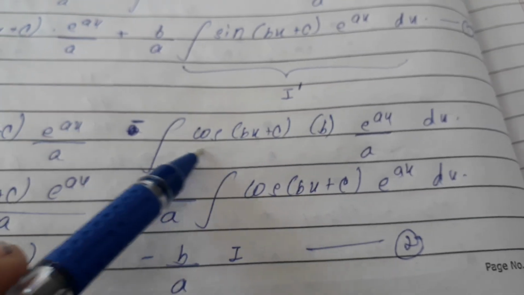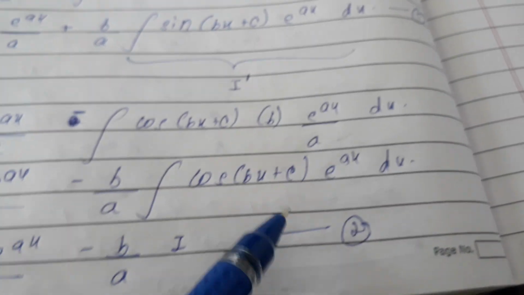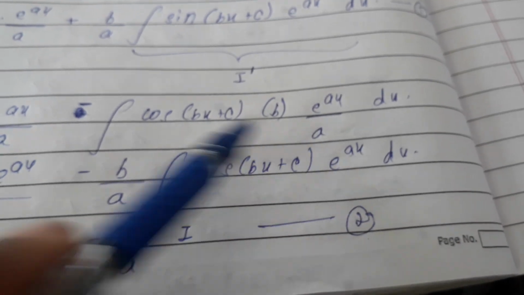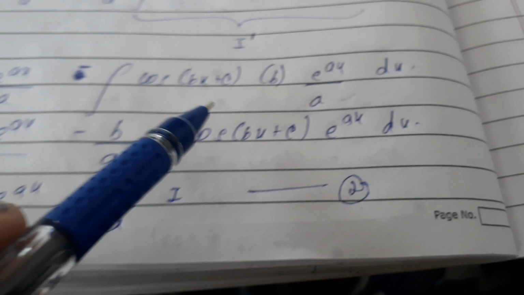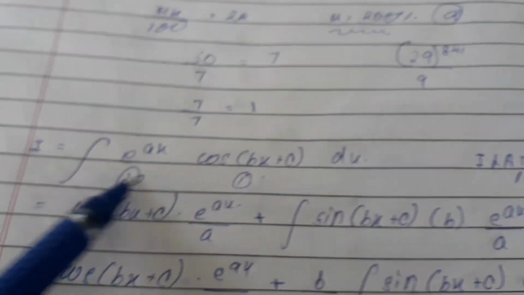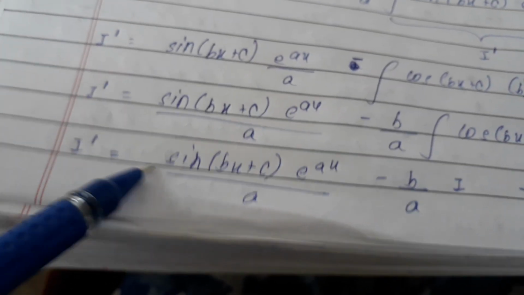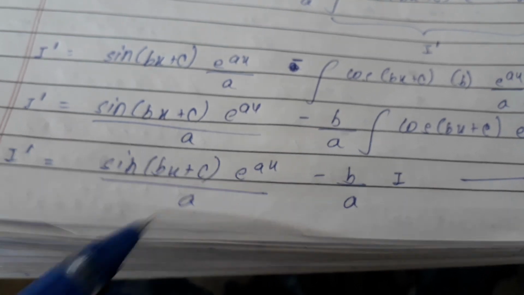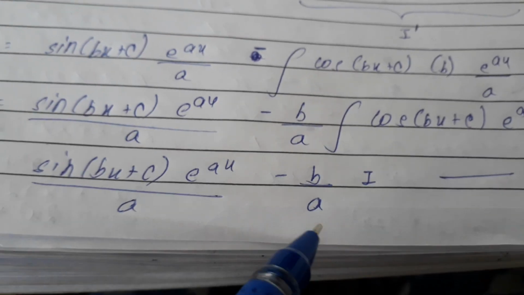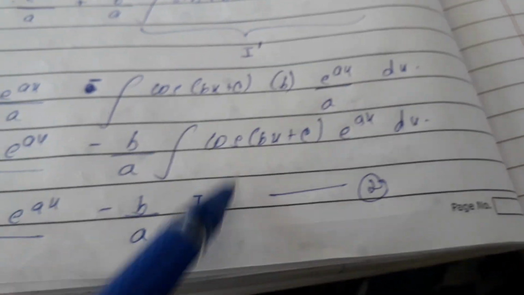Now this integration I have assumed as I dash. Here, b and a simply come outside because they are constants, so this whole thing is again the same integration which we had to find. Because of that, we can assume it simply as I. So I dash is equal to sine(bx + c) into e to the power ax divided by a, minus b by a of I. We can call this equation 2.